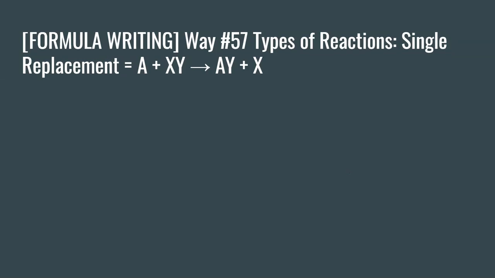Way 57 discusses another type of chemical reaction called single replacement. And the way you spot a single replacement is we have a single element present plus a compound consisting of two elements. And in a single replacement, A replaces X and forms AY plus X. So what ends up happening is this element replaces one of the elements existing in this compound and out pops the remaining element. So keep this in mind when answering questions dealing with single replacement.